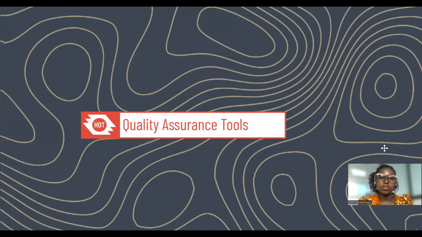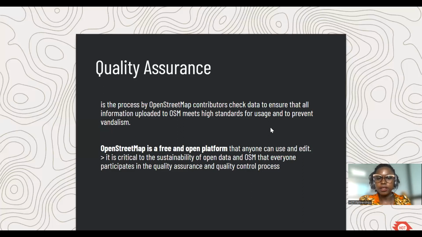So today we are going to talk about quality assurance tools. As you all know, I'm sure you've heard of quality assurance. So what is quality assurance? It's a process by which OpenStreetMap contributors, that is us, check the data to ensure that all the information uploaded to OSM meets high standards for usage and to prevent vandalism. You all know OSM is an open source platform. Anyone can edit, so it is very critical to ensure the sustainability of open source data.